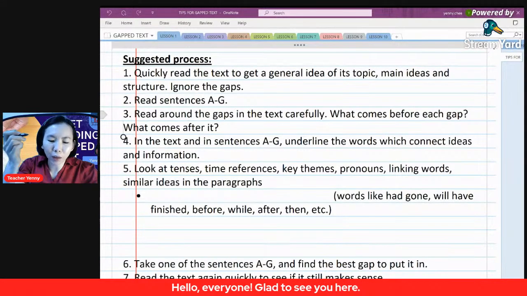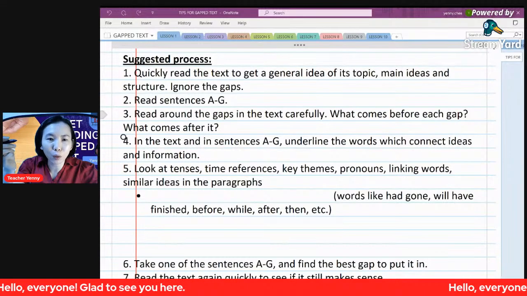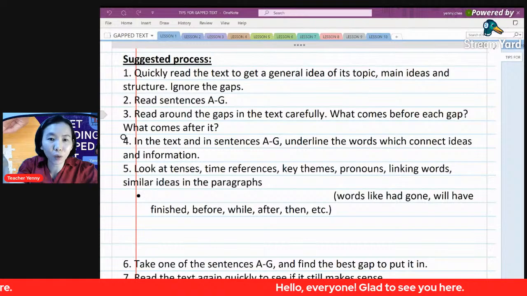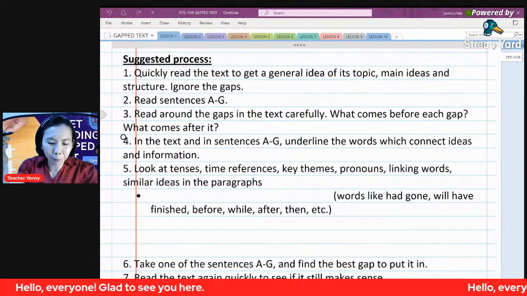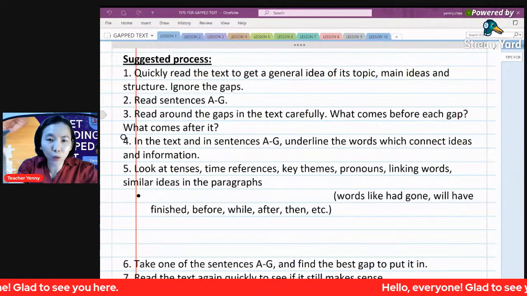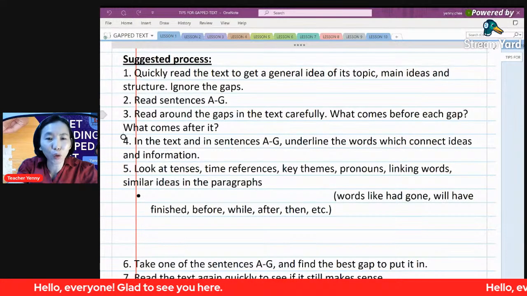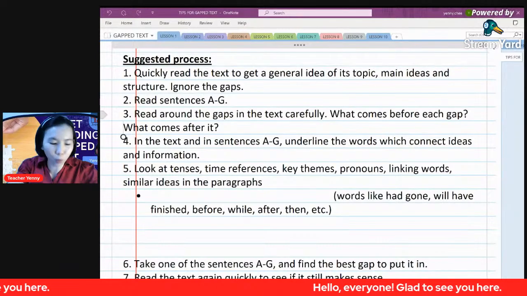So underline the words which connect ideas and information. You can look for words like tenses, time references, linkers. Those are the words that you need to consider. Pronouns, main nouns, linking words, they are very important. Linking words like yet, however, to show contrastive ideas. Therefore, all these are very important.